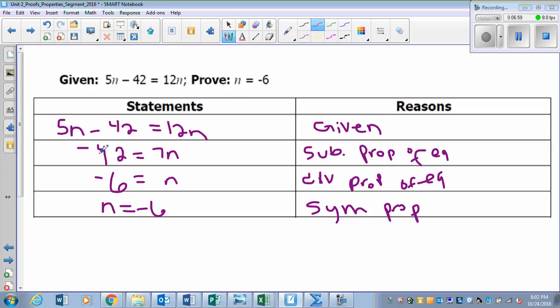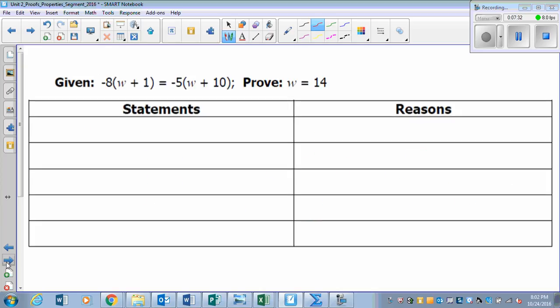Other people may have switched around the 7n equals negative 42 first, and that is fine. You would have the symmetric property here. And then you would have said n is equal to negative 6, and that would have been your division property of equality. So either are okay. Now that you have that one under your belt, let's try this second one. Again, pause this video, take a couple minutes to write your statements and reasons, and then restart the video when you're ready to look at the next part.